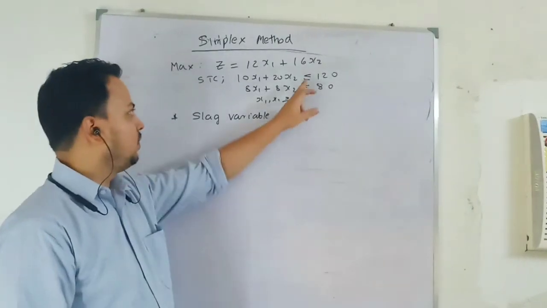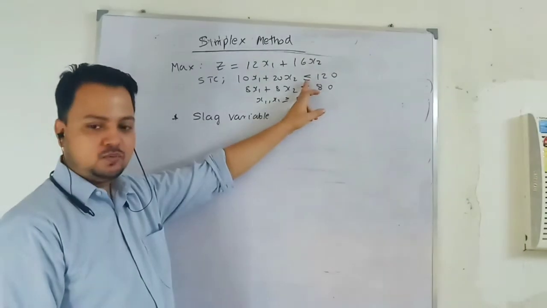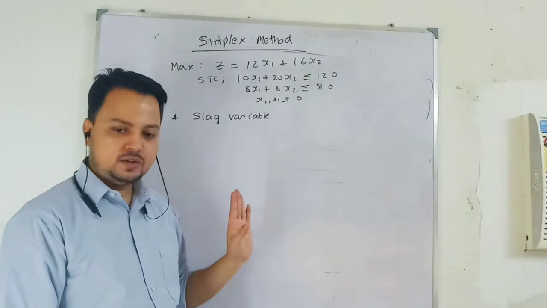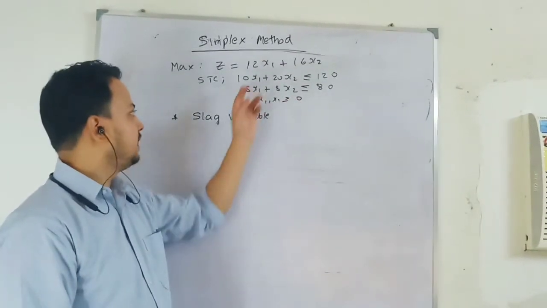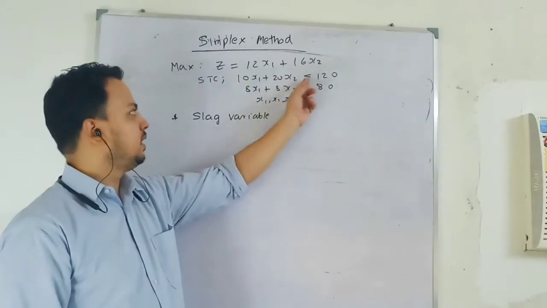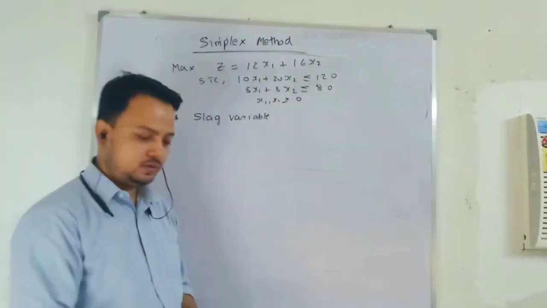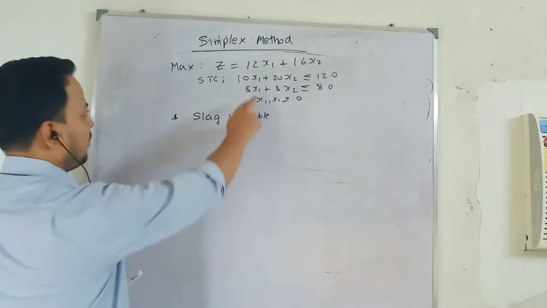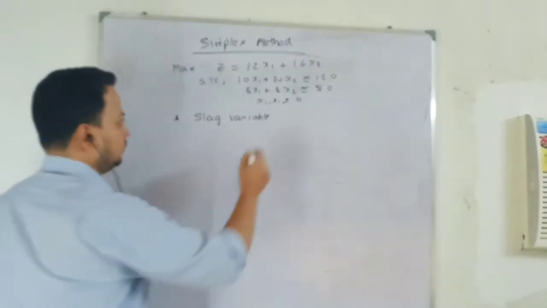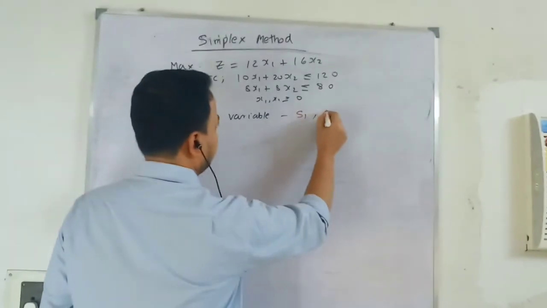Now what we have to do is convert these constraints into equalities. In the graphical method, we do it directly, but in the simplex method, we introduce slack variables. We will introduce certain variables such that equality will hold. So let's do that. We have two constraints, so I will introduce two slack variables, S1 and S2.